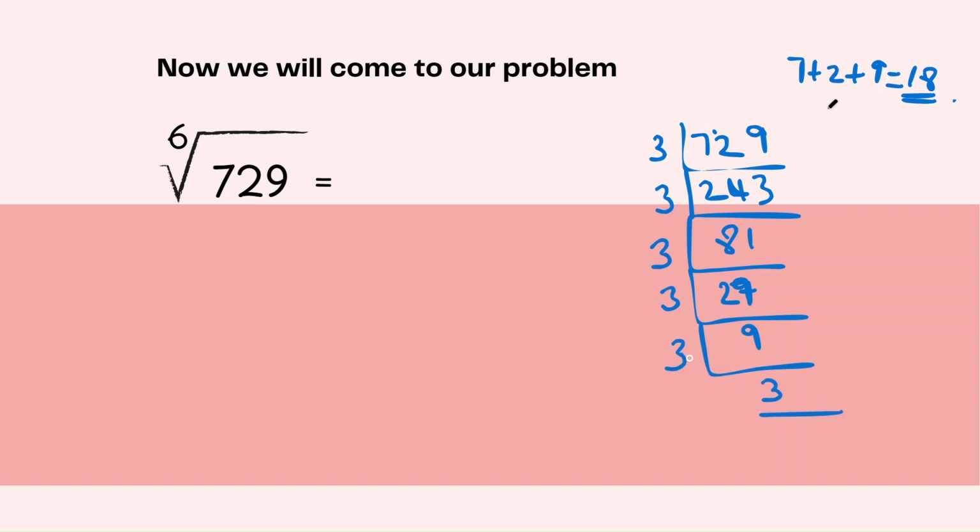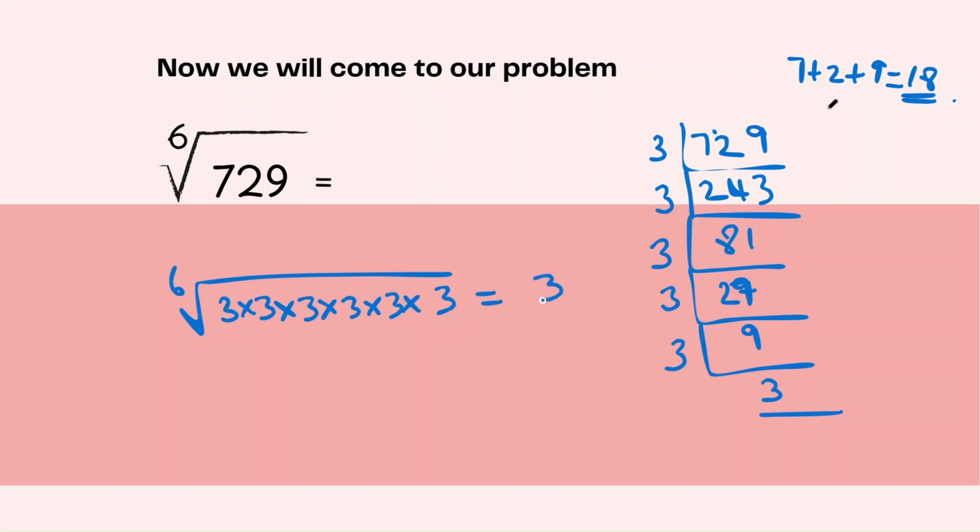How many 3s are there? 1 2 3 4 5 6. 6 3s are there. Sorry, this is not square root, it is 6th root. So 6th root of 3 means once the number is 6 times inside that root, only then we can take out the number. So the answer is 3.